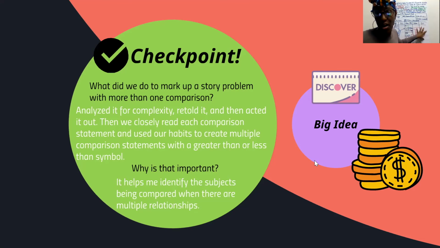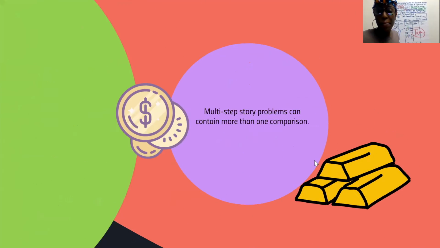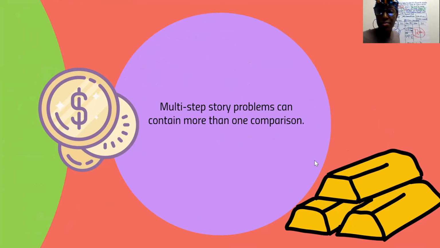So now let's think about our big idea. Multi-step problems can contain more than one comparison. What were some other big ideas that you heard mentioned during today? I like that one. This friend over here also mentioned sometimes in multi-step story problems, what you solve for in one step can be used as a known in another step to help you solve. Nice job.